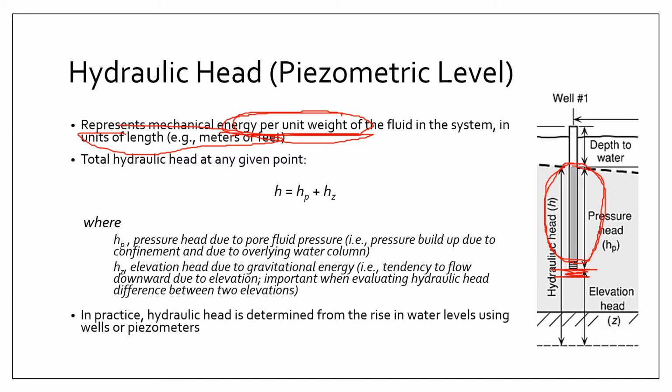So hydraulic head is a number that represents the pressure being exerted at a point, but you take away the unit weight of water, and we are left with a number that is expressed in units of meters.